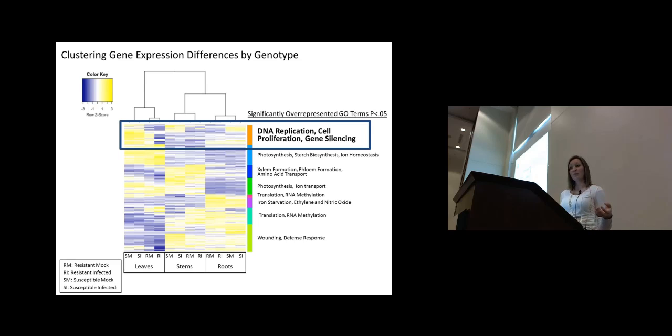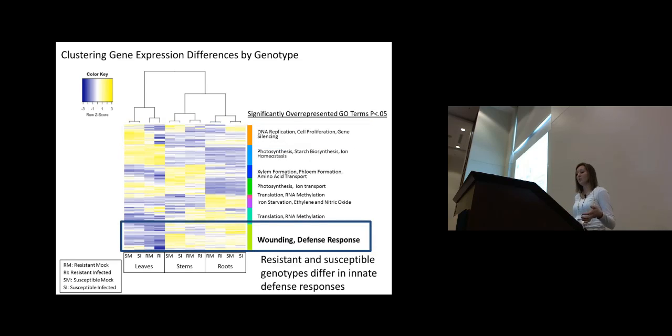The strongest genotype effect that we see is happening in the leaves. The upper corner, where the resistant infected and mock infecteds are one color, and the susceptible infecteds and mock infecteds are the opposite color. So regardless of infection, the genotypes are doing different things. They're expressing different genes.